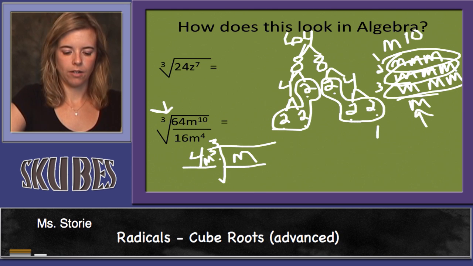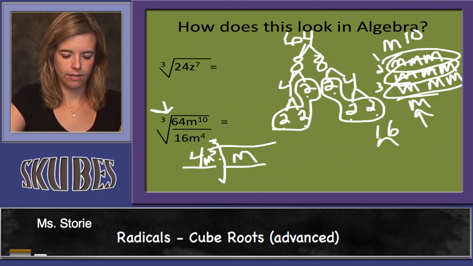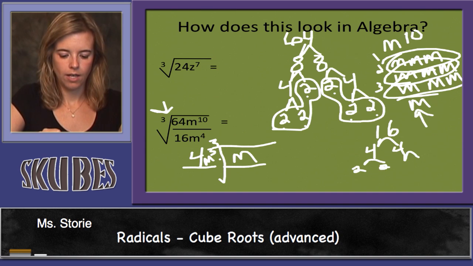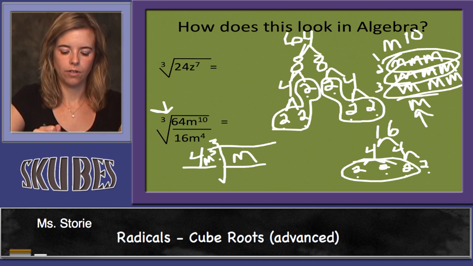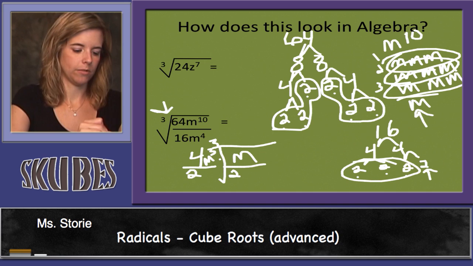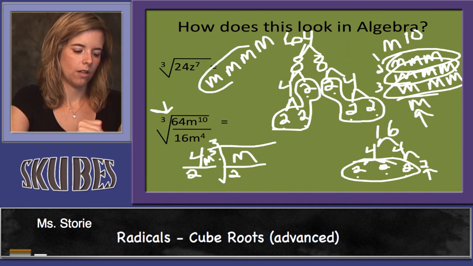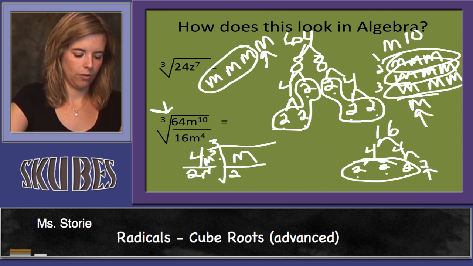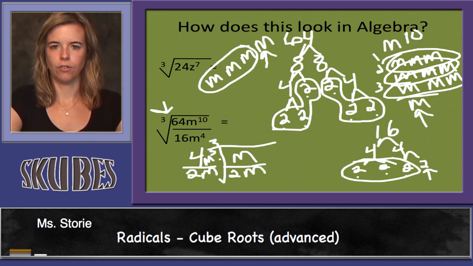Now let's look at denominator. Okay, it's got 16, which is 4 times 4, and 2 times 2, and 2 times 2. 1, 2, 3, 4. Got 1 group of 2's and a lonely leftover. And then I've got 4 m's. 1, 2, 3, 4. 1 group of m's and a lonely leftover.